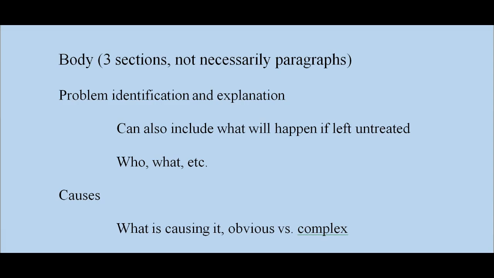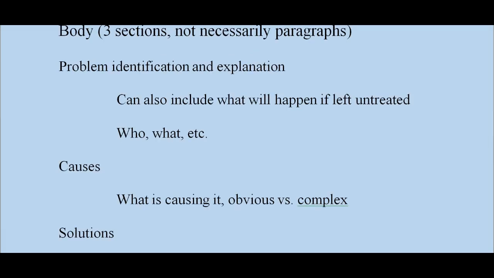This can also include what will happen if left untreated. Maybe it's going to get even worse, right? So think about things like who, what, where, etc., right? The 5 W's, what exactly the problem is all about. Causes, what is causing it? Obvious versus complex. Remember, we want to really look for those complex underlying causes of the problem.